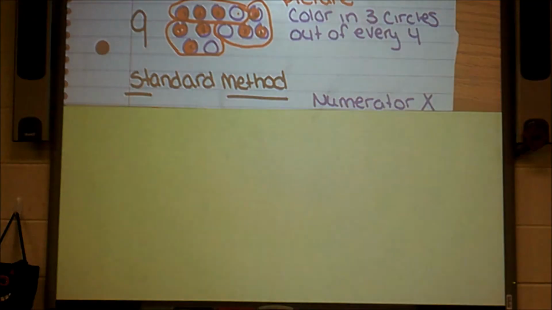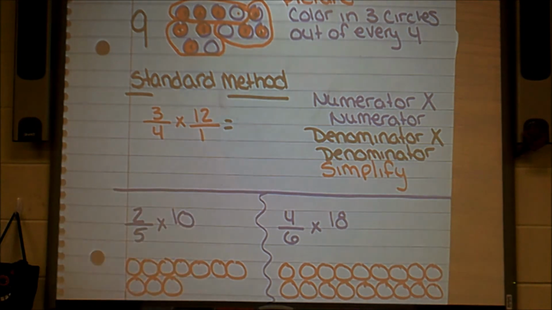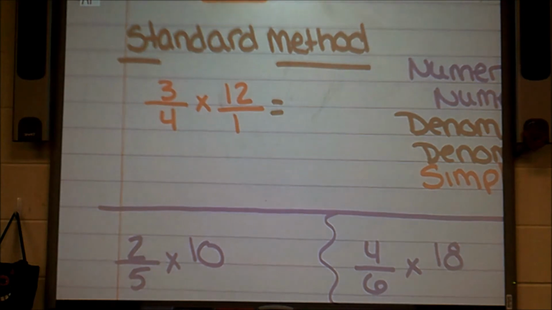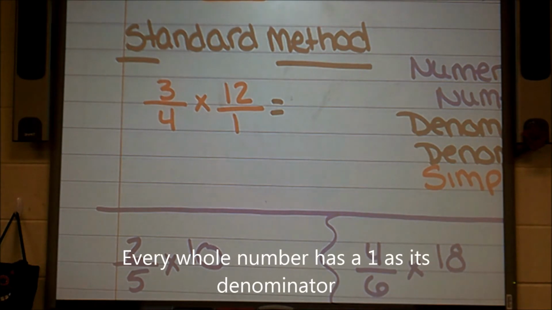So for my standard method, I'm going to take my original problem and I'm going to write it like this. 3/4 times 12 over 1. Now where did I get that 1 from? Well, you may recall from 4th grade or from my class that under every whole number lives an invisible 1. Every whole number can be written as a fraction over 1. I'll say it again. Every whole number can be written as a fraction over 1.